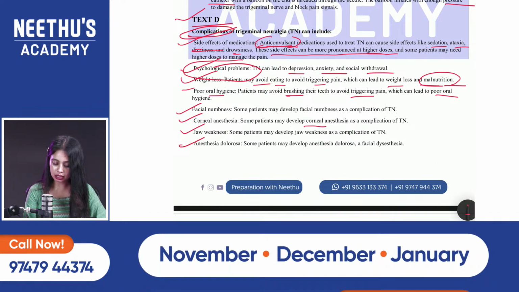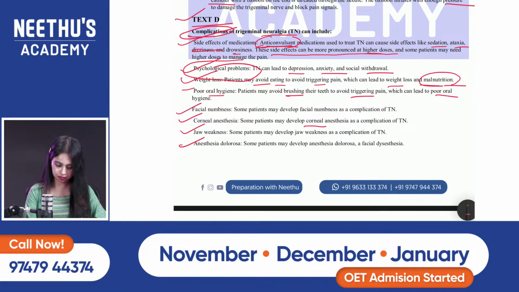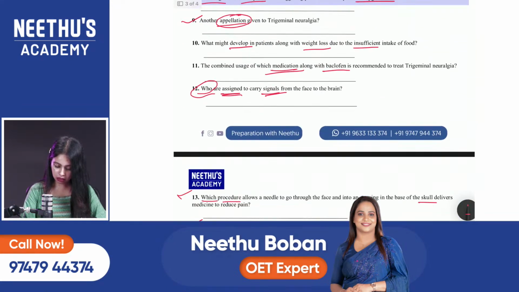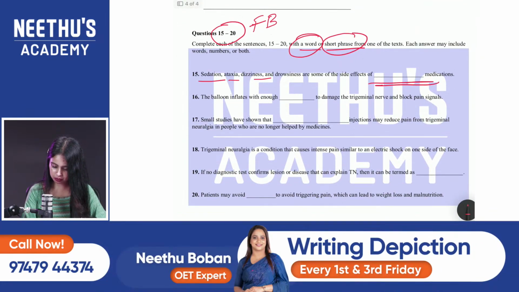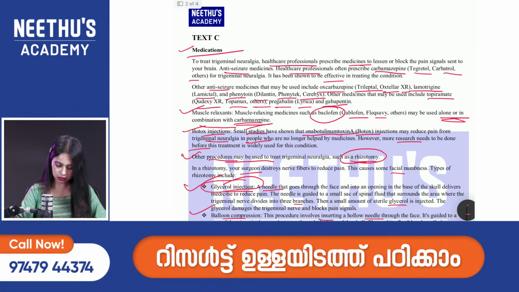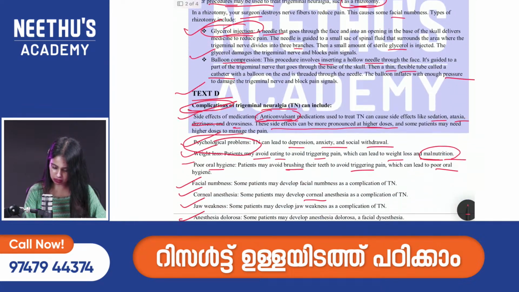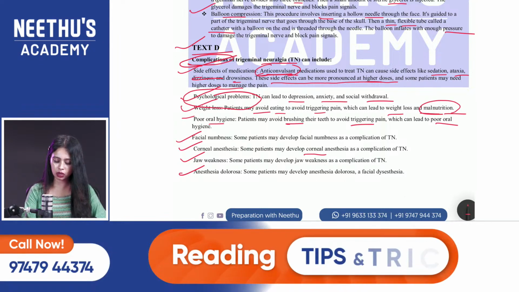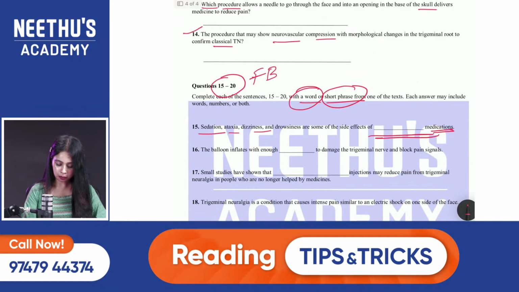Anticonvulsant medications, anticonvulsant, not anticonvulsants, it is anticonvulsant, because in the question, let me check the question. Yes, anticonvulsant medications, medications is already mentioned here, so you can write anticonvulsant. And in the paragraph, is anticonvulsant hyphenated? No, it is not. Okay, so the answer is anticonvulsant.